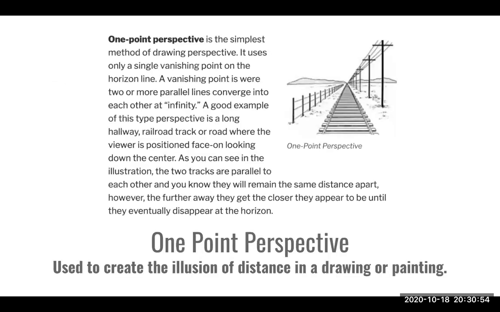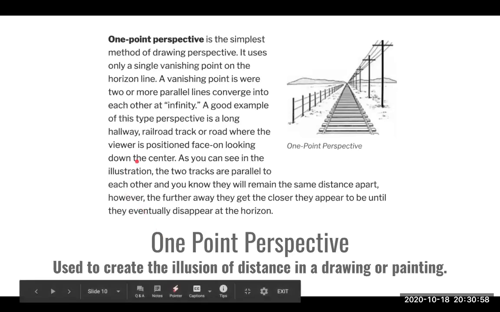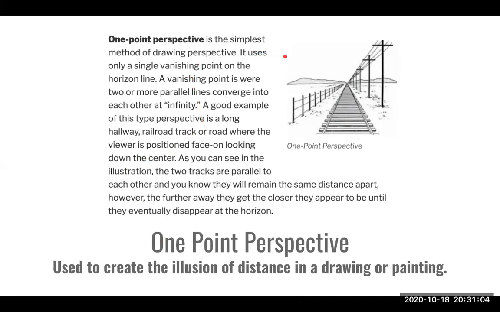So 1-point perspective is the simplest method of drawing perspective. It uses only a single vanishing point on the horizon line. A vanishing point is where 2 or more parallel lines converge into each other at infinity. A good example of this type of perspective is a long hallway or railroad track or road where the viewer is positioned face on looking down the center.